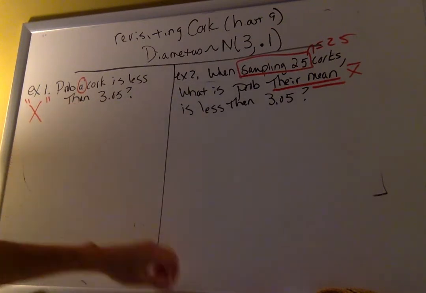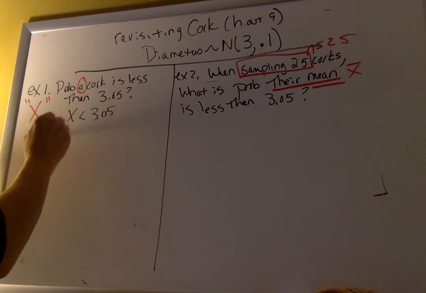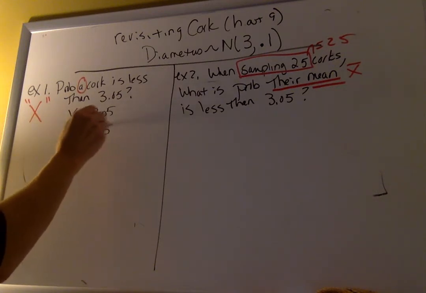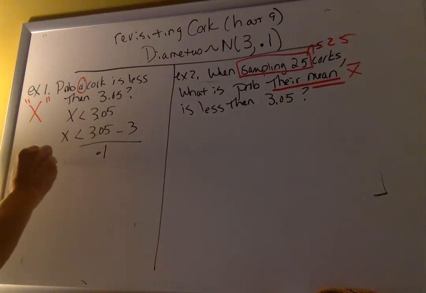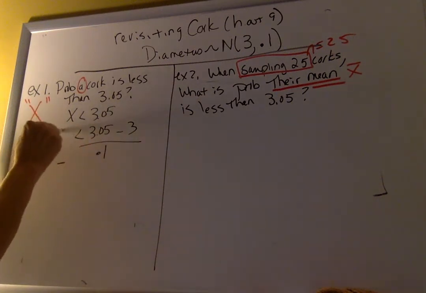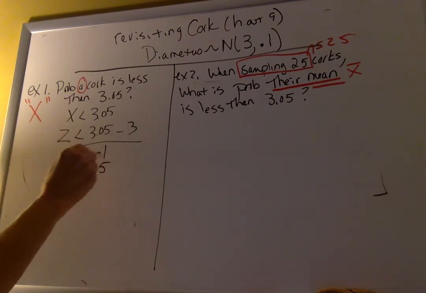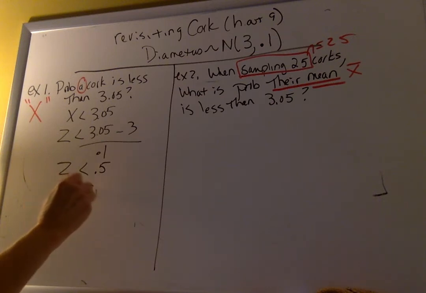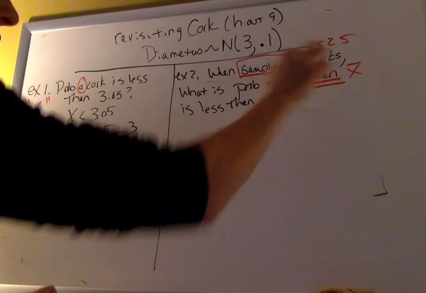I'm going to speed through this one since it's old material. X less than 3.05. I have to subtract the mean, divide by standard deviation. Oops, I'm so sorry. That's supposed to be a z, because I'm at the z level, right? That turns out to be a z-score of 0.5. If you look him up, it's 0.6915. Okay, so hopefully I didn't lose you there, because that's test 2. I do assume you're perfectly fine there, or I will lose you over here. Okay, this is xbar.